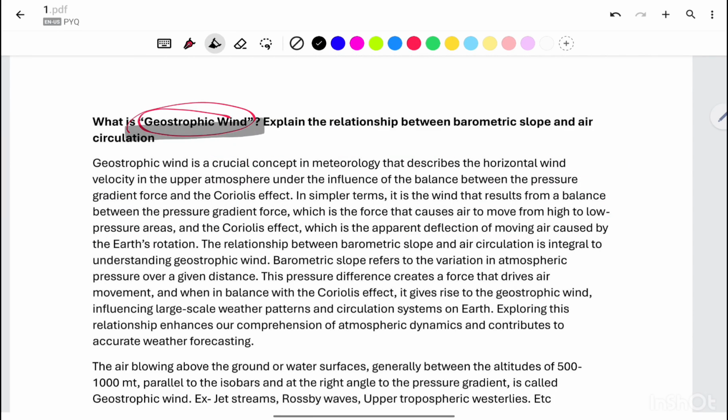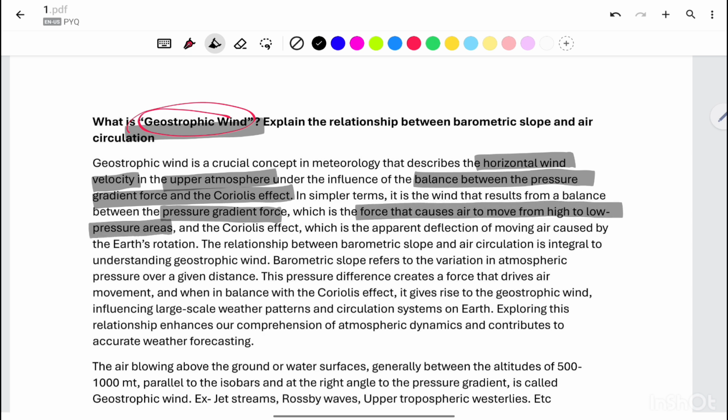If we look into a final recap, we know what geostrophic winds are, right? Geostrophic winds are horizontal winds in the upper atmosphere. It is a balance between the pressure gradient force and the Coriolis effect, right? The pressure gradient force is nothing but the force that causes air to move from high pressure to low pressure. Coriolis force is the deflection of the moving air by the Earth's rotation.